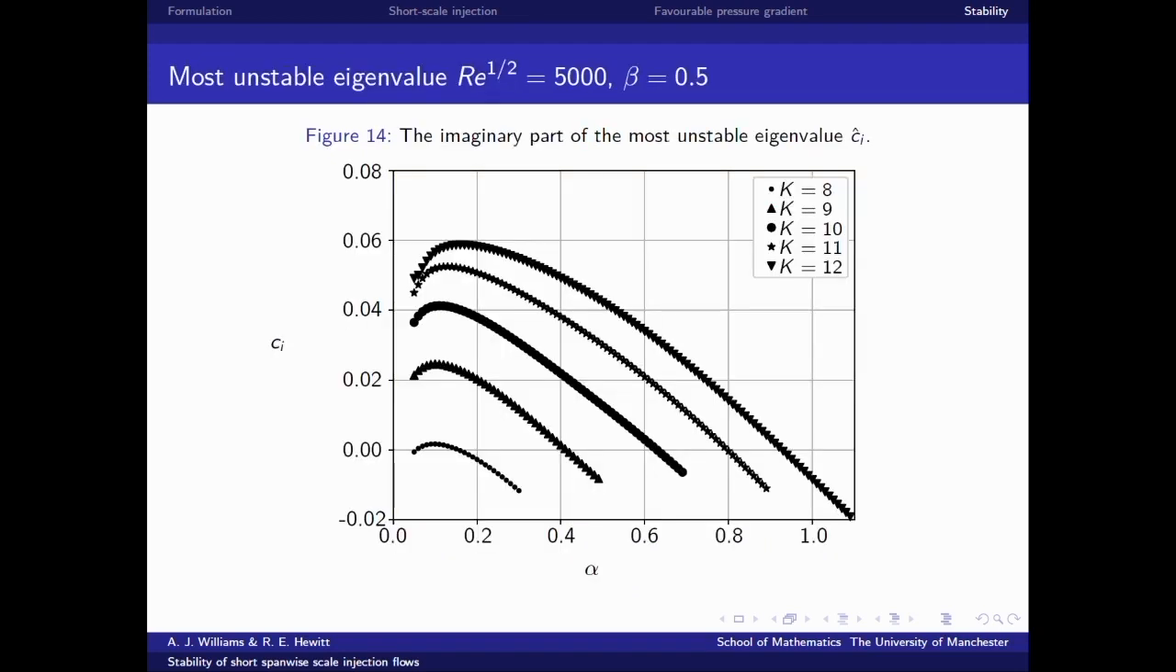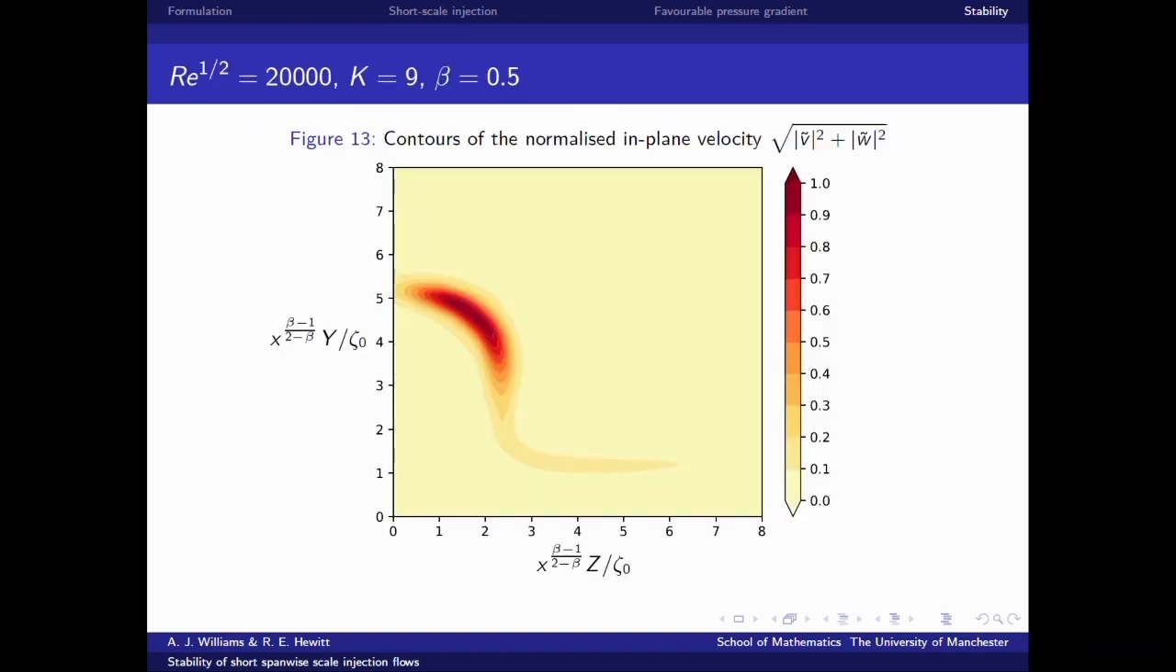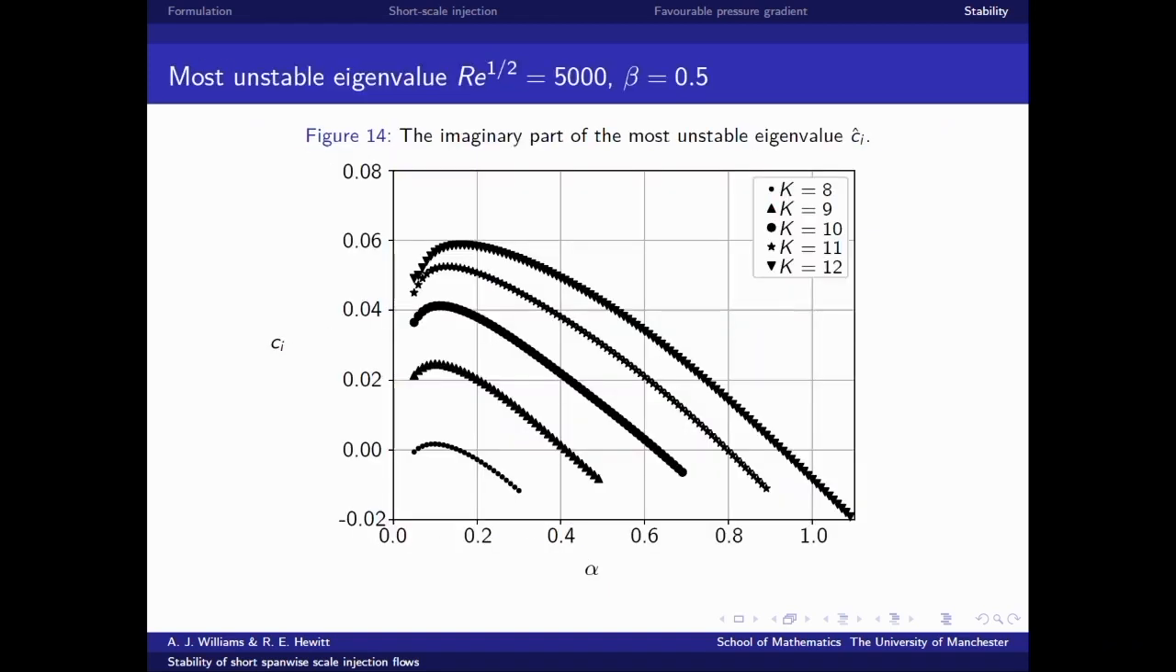If you have a look at the most unstable eigenvalue, you can see that when this is above 0, then the wave's unstable. So these ones are slightly unstable eigenfunctions. But you can see that as you increase the injection rate, you get a more unstable mode, and when you increase the wave number, then it becomes more stable. So really, this only works if the Reynolds number is really large.